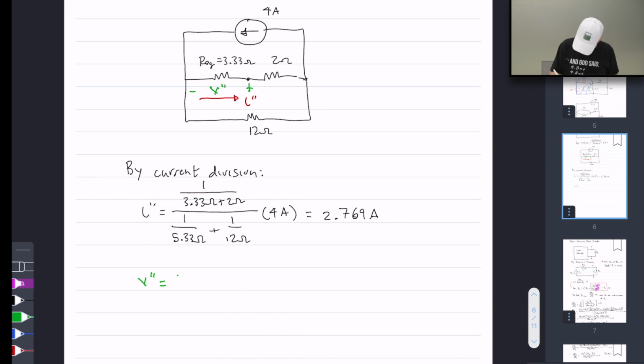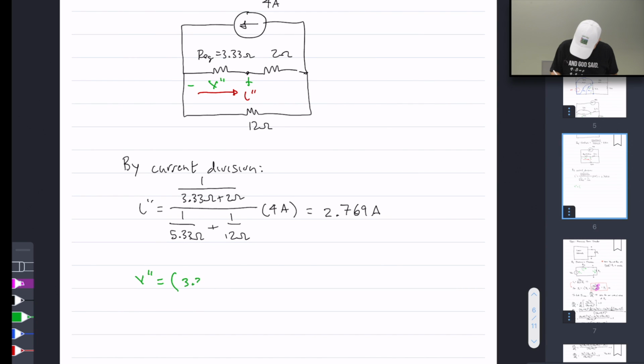Right. Lastly, V double prime is that resistance, 3.33 ohms times 2.769 amps. I have to add in a minus sign by hand. This is actually negative 9.231 volts. And we're almost done. Let me box this.